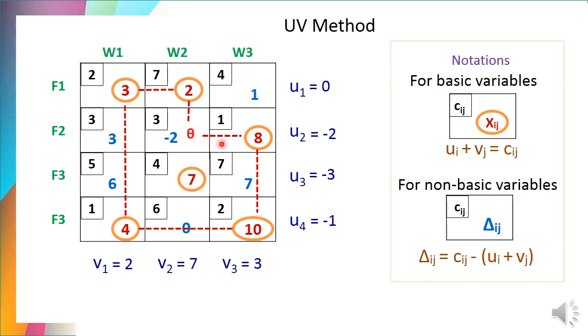Plus theta in the second row means we need to subtract something from 8. So something theta needs to be subtracted from 8. So minus theta from here, plus theta to this one, minus theta from 4, plus theta from 3, minus theta from 2, and of course plus theta here. So what is the value of theta now?